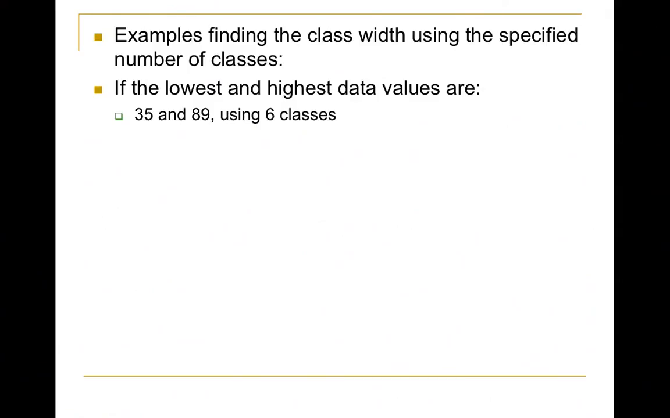The lowest data value is 35, the highest is 89, and the number of classes that we were asked to use is 6. To find the class width, we use the formula 89 minus 35 divided by 6. That is 54 over 6, which is exactly 9. But by the rule, we're going to go up to the next whole number. So your class width will then become 10.